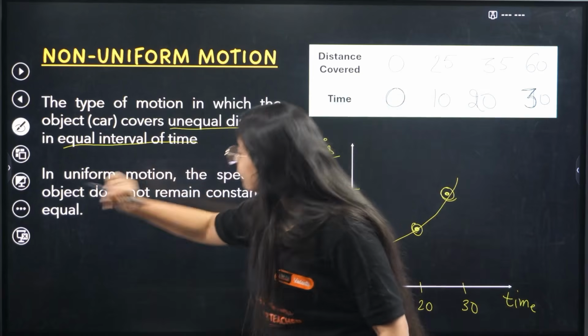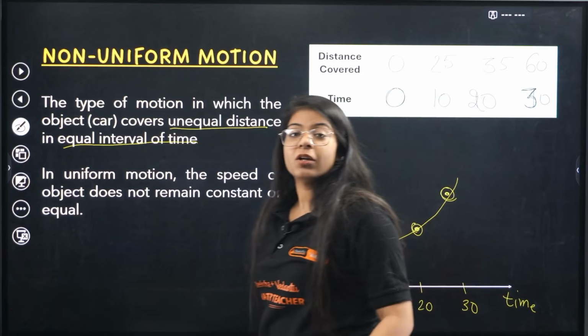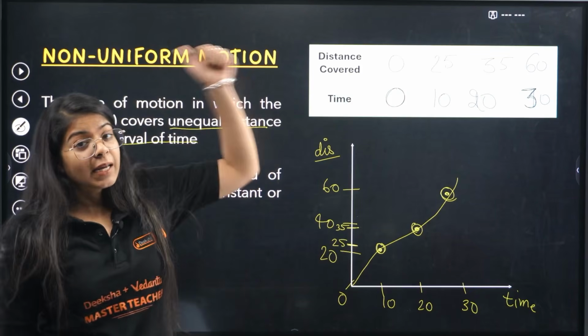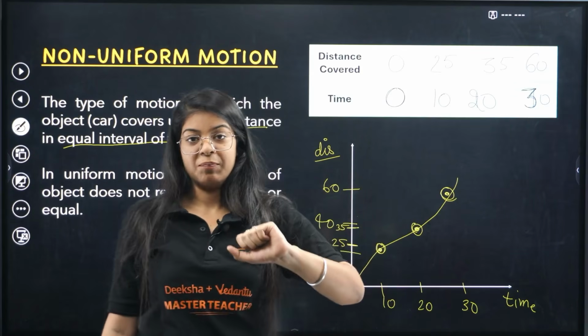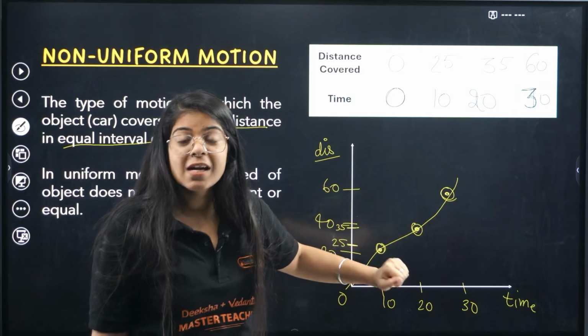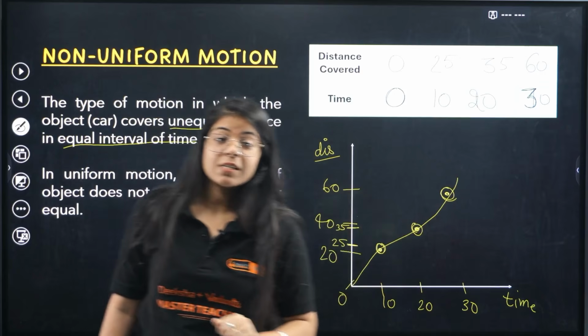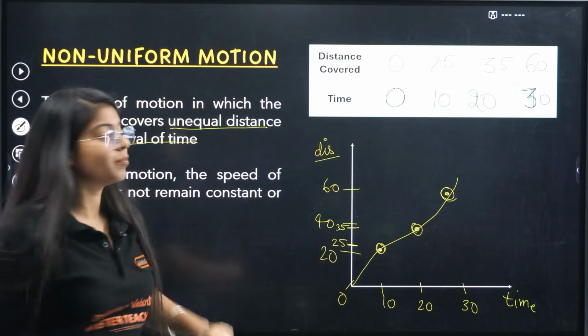So in non-uniform motion, the speed of the object does not remain constant or equal. Before, we were covering equal distance in equal time, so speed was the same. But here the distance is sometimes too much and sometimes very less. So the speed is also not the same. Correct? It's not constant. We'll study about speed in just a minute.